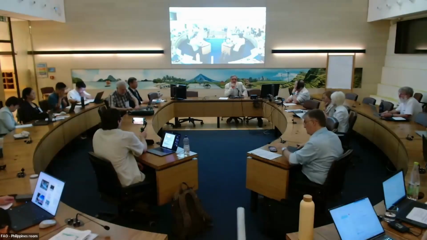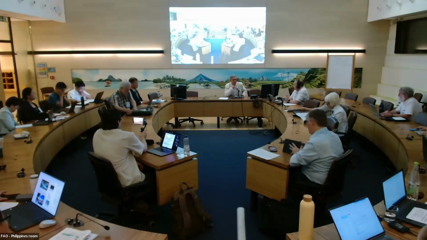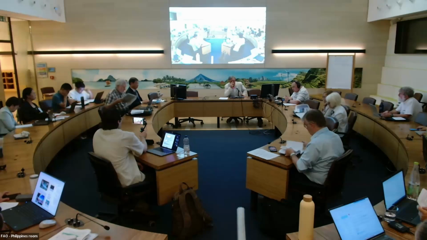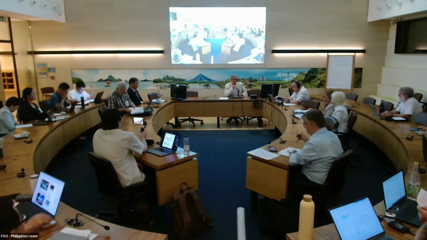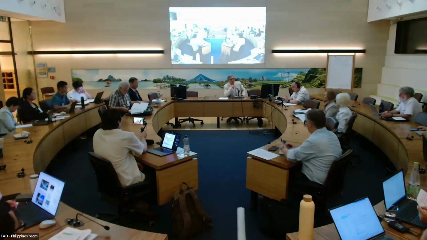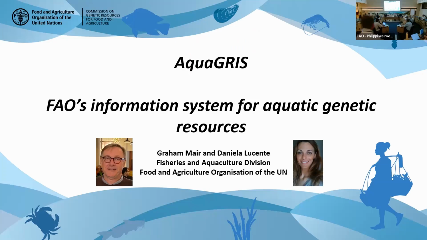So my name is Mair. I'm a senior fisheries officer and head of the team in the fisheries and aquaculture division of FAO, and I head the team on aquaculture production and innovation. But my specialization is in genetic resources and biodiversity management in aquaculture, and we work together on the genetic resources work.